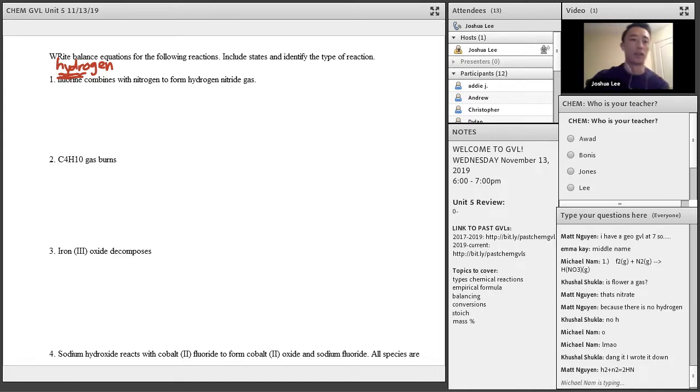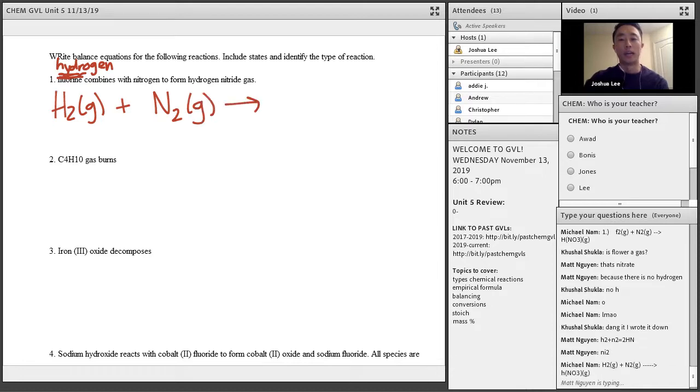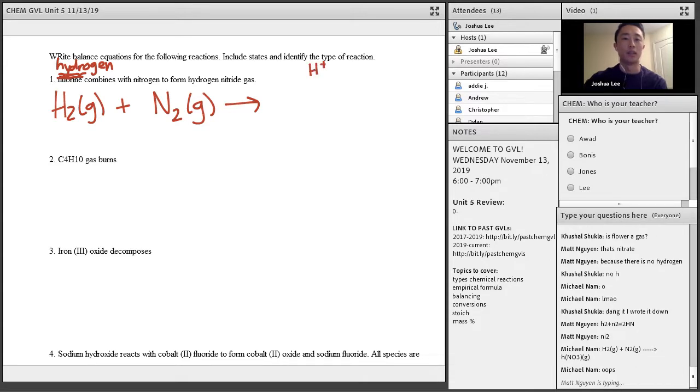Close, but no cigar. So hydrogen definitely is a diatomic, so it's going to be H2, and it's a gas. Combines with nitrogen, also diatomic, and a gas, to form hydrogen nitride gas. Hydrogen is a +1 charge, nitrogen is a -3 charge, so then it would be, that's not it either, Michael. That's hydrogen nitride gas.